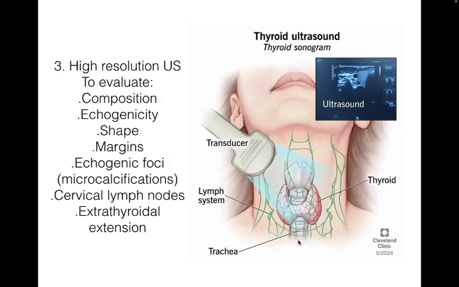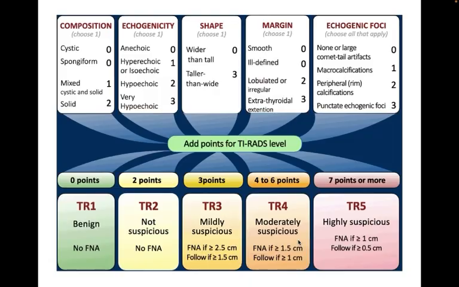The next step in the investigation is a thyroid ultrasound. The purpose of ultrasound is to assess the structure and the extent of the spread of the cancer. One of the scores that we use is a graded scoring system based on ultrasound findings on how to proceed, which includes composition, echogenicity, shape, margin, and echogenic foci. Depending on the different scores according to these graded levels, we proceed in the corresponding manner.